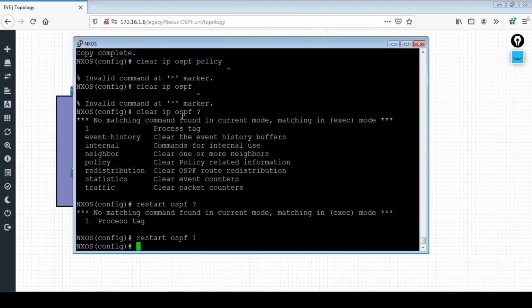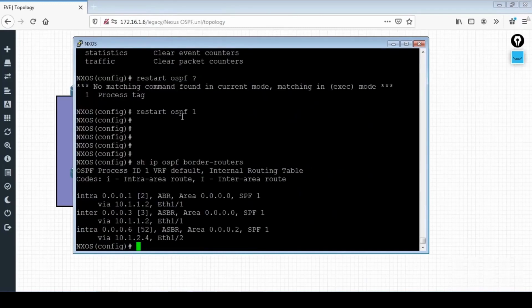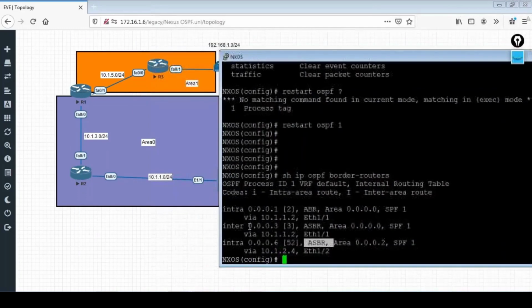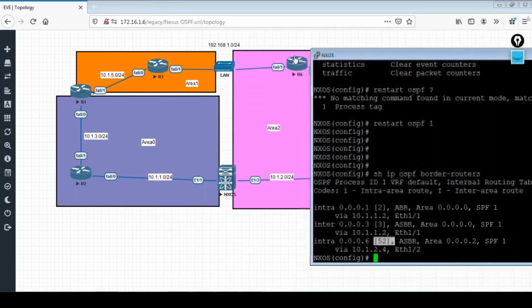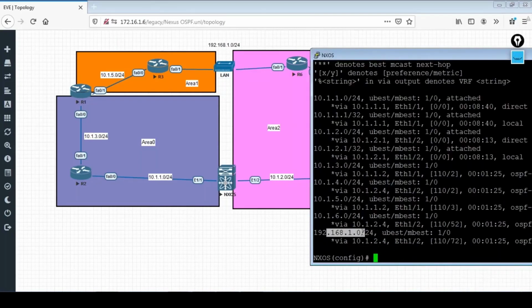Now, if I go to NXOS and check show IP OSPF border router, we can look into it. Now it says we have an ASPR here. One ASPR is router 3, which is having a cost of 3. Another ASPR is 006, which is having a cost of 52. That is R6, 52. Cost is more. Show IP route, when I look into my routing table, 192.168, it is picking up the higher cost. Hope you can understand now what is happening here.